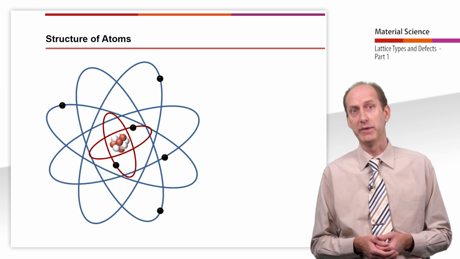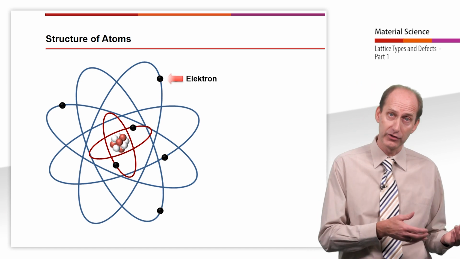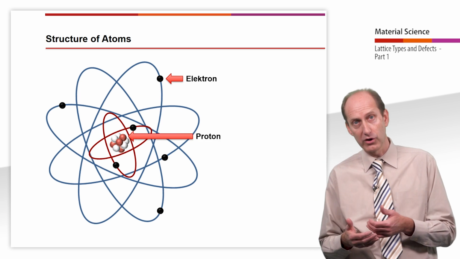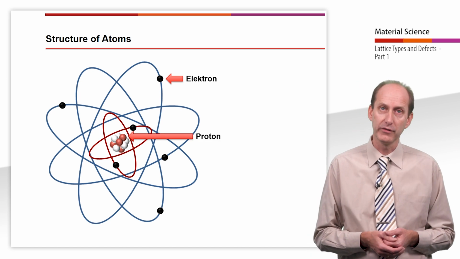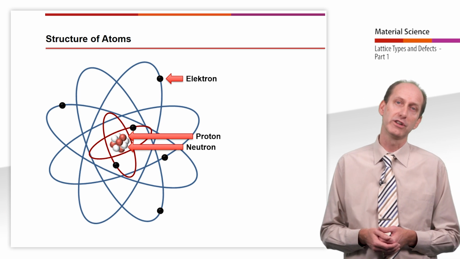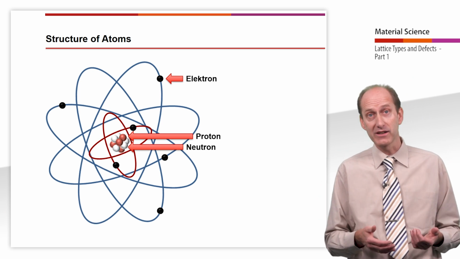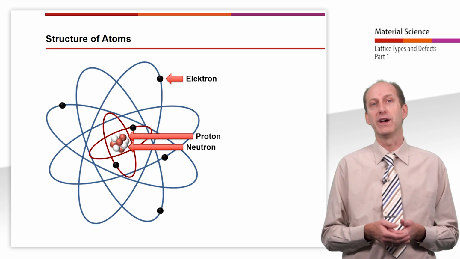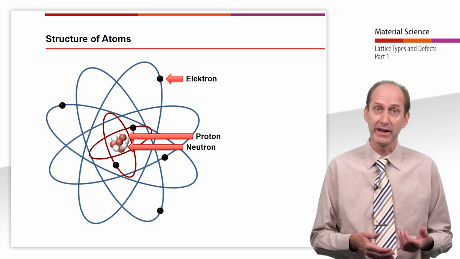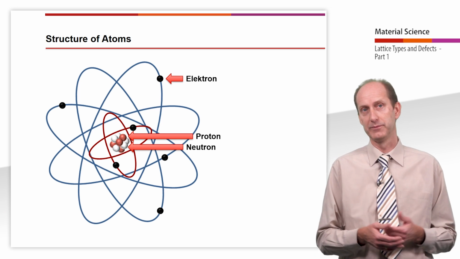Atoms consist of elementary particles: electrons, which have a negative electric charge, protons, which have a positive electric charge, and neutrons, which have no electric charge. Each atom has the same number of electrons and protons, so that as a whole the atom is electrically neutral.